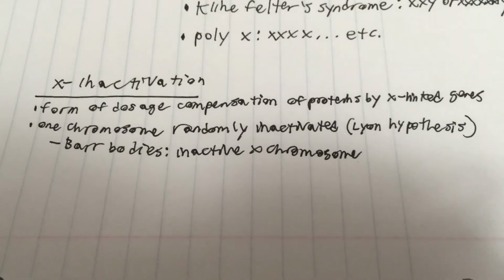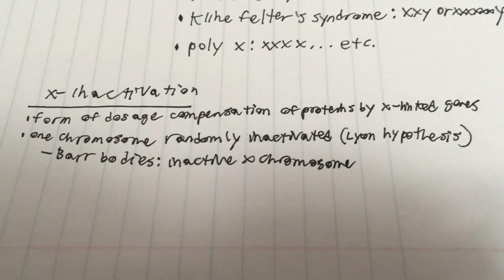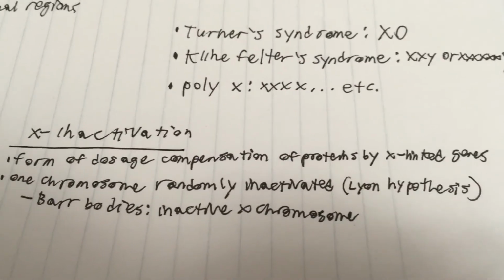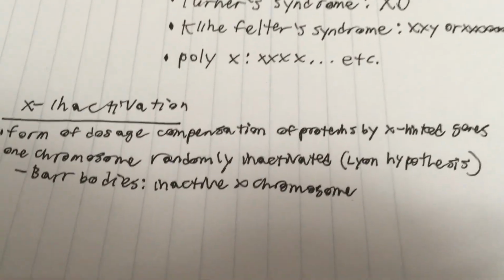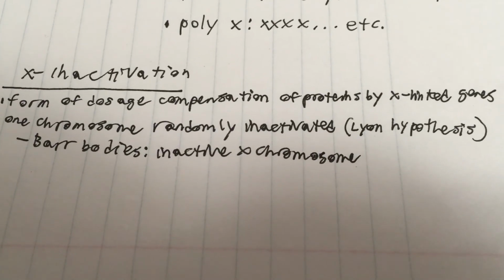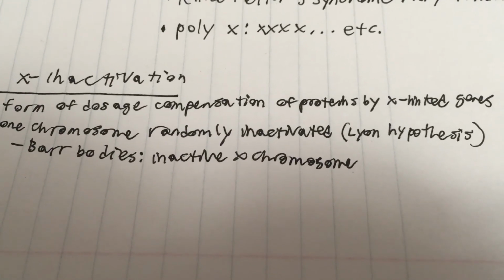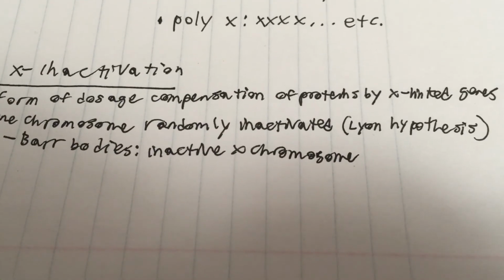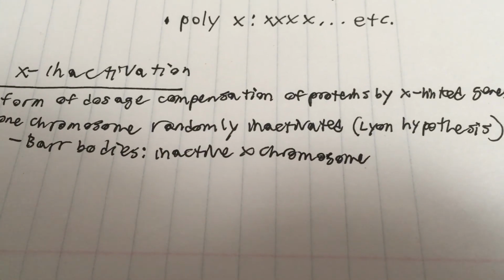Also, there's confusion that X inactivation is the same as Turner syndrome. Turner syndrome means that they have just one X chromosome, whereas in X inactivation you still have both, and both are still expressed, but they take turns, we can say, in being expressed in each cell of the body.